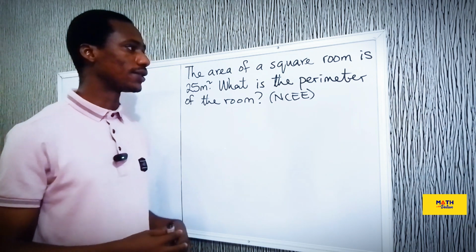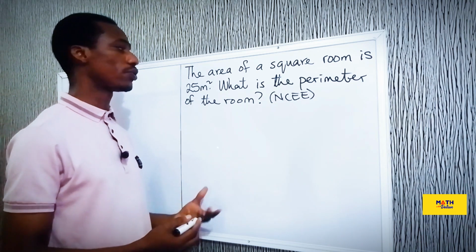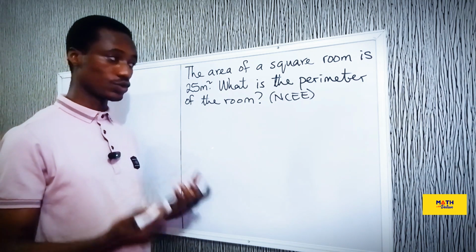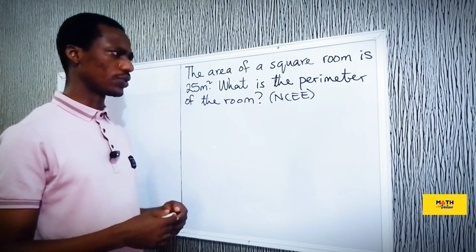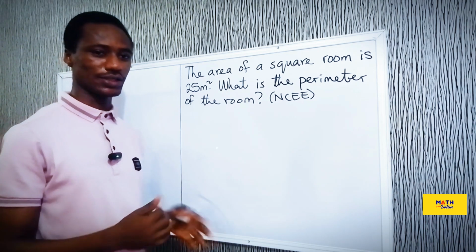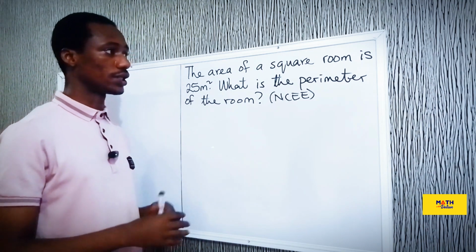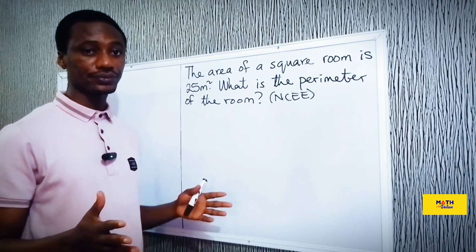Thank you. In this question, we have area of a square. The area of a square room is 25 meters squared. And then we are asked, what is the perimeter of the room? So this is that kind of area and perimeter combination. In this case, we're not given the length.